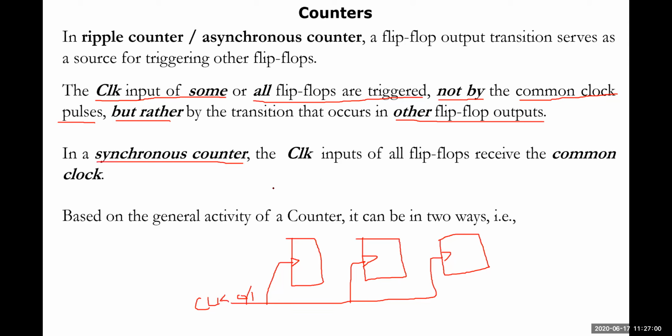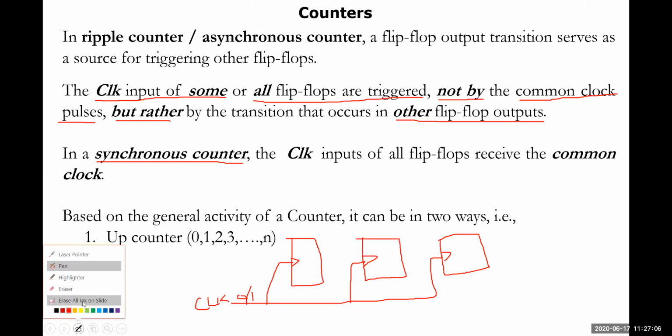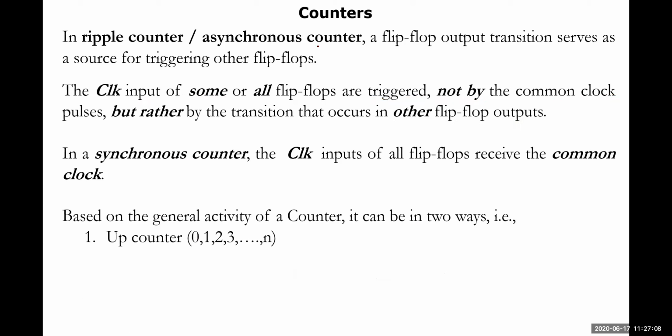Whatever the counter type might be, ripple or synchronous, we have two different types of counters. One is the up counter. An up counter starts at 0 and goes up to infinity, or rather to n, whatever specific number you set for that counter. If n is equal to 20, it will count up to 20. If n is equal to 1 lakh, it will count up to 1 lakh.